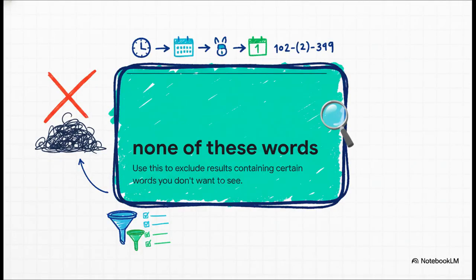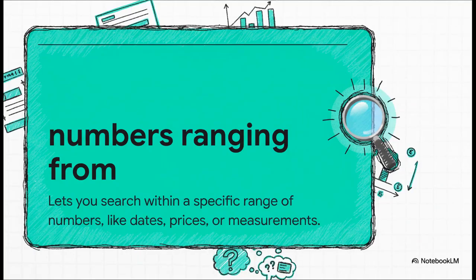Next, we've got none of these words. Think of this as the bouncer for your search results. Let's say you keep getting results about modern train schedules, and you don't care about that. Easy. Just type schedules in this box, and Google will kick out any page that even mentions that word. Pure magic.